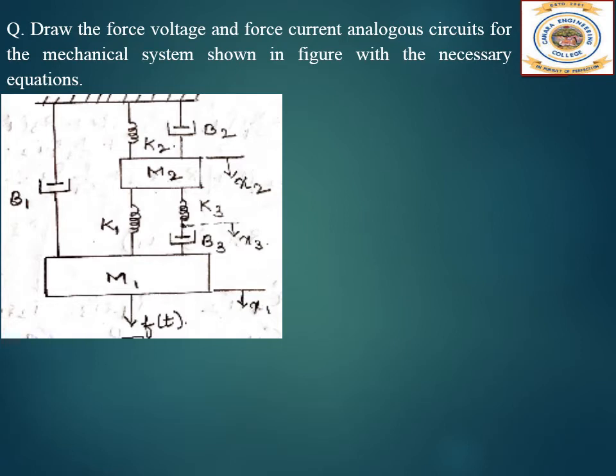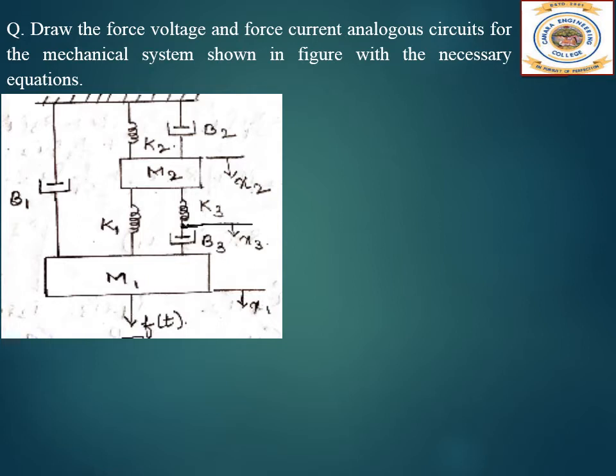So let us consider the next question here. Draw the force voltage and force current analogous circuits for the mechanical system shown in figure with necessary equations. So here is the given mechanical network. So first step, as you all know by now, we have to draw the equivalent mechanical network. So first see how many displacements are there: x1, x2 and x3. In between, see over here also, because B3 and K3 are in series, in between this also we will have a displacement.